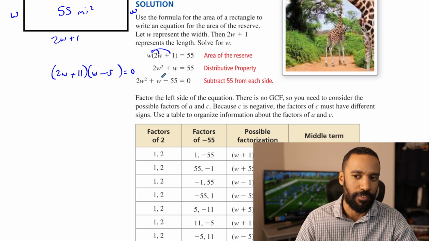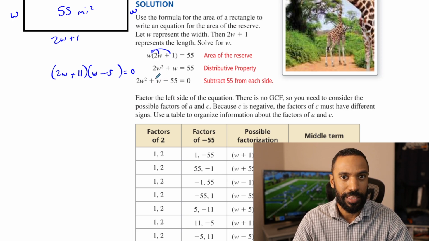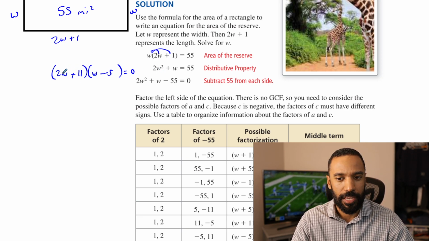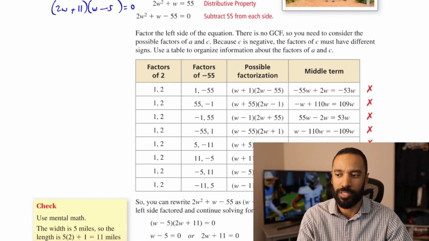I'm not going to try 55 and 1 if they add to 1 first. It'll be noticeable. If this number's huge, like in the 50s or hundreds, then you can tell 55 and 1 would happen. So it's going to be this, 2w plus 11 times w minus 5. Now, when it equals 0, I'll let them do the rest.